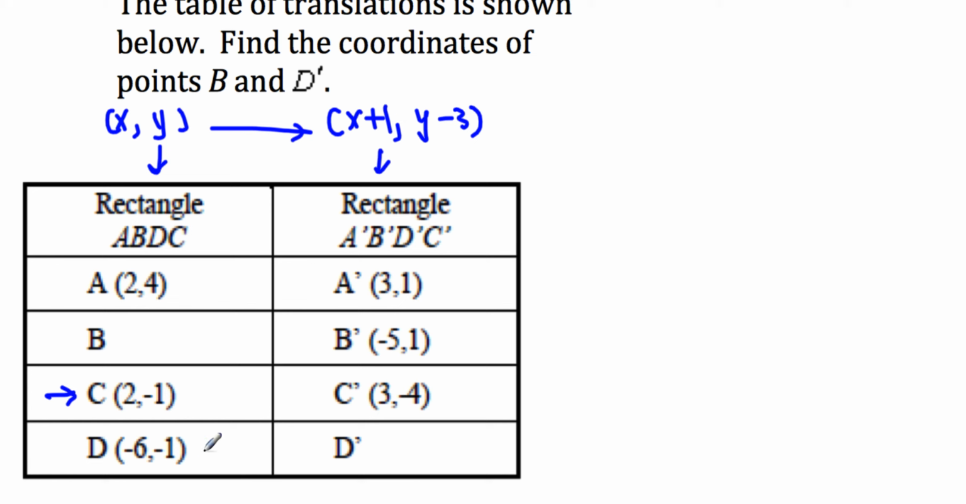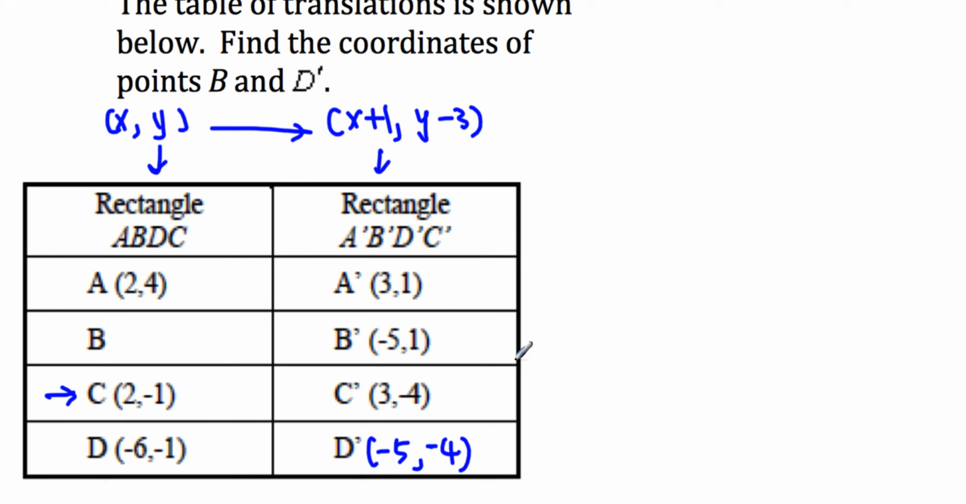That works out, right? How about D? Let's look at it. In terms of x, we have to add 1. So negative 6 plus 1 becomes negative 5. But in terms of y, we need to subtract 3. So negative 1 minus 3 becomes negative 4.